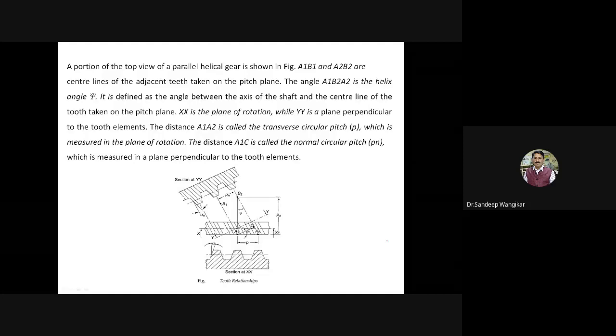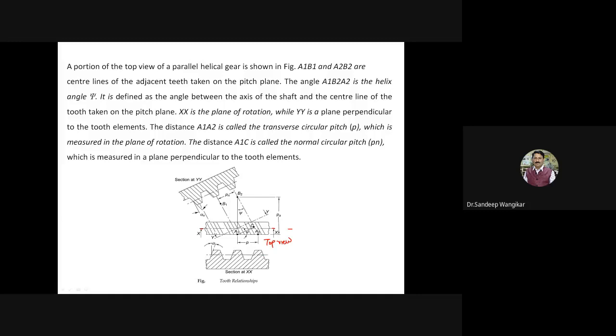A portion of top view of parallel helical gear is shown in the figure. This is the top view. Now there are two axes, x, x. If the axes are cut like this, what will we observe? Section at xx. So we will observe this section at xx.